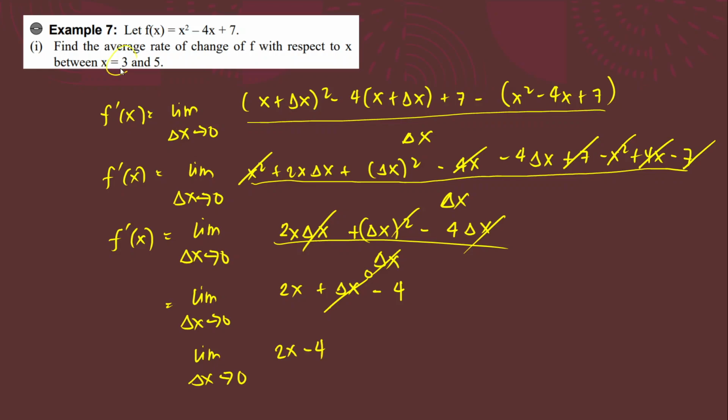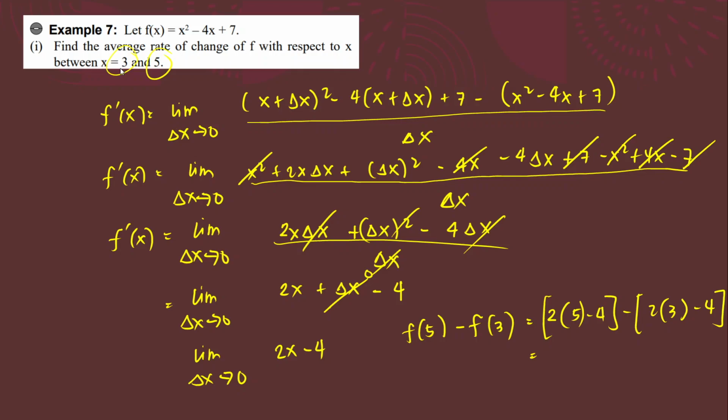Ngayon, 3 and 5. Okay, so function of 5, kasi from 5 to 3, minus function of 3. Okay, so function of 5, 2 times 5 minus 4, okay, minus 2 times 3 minus 4. Okay, this is 10 minus 4 is 6. 6 minus 2 times 3, 6 minus 4 is 2. So, the rate of change is equivalent to 4. Okay? The rate of change of x from 3 and 5. Okay? The final answer is 4.